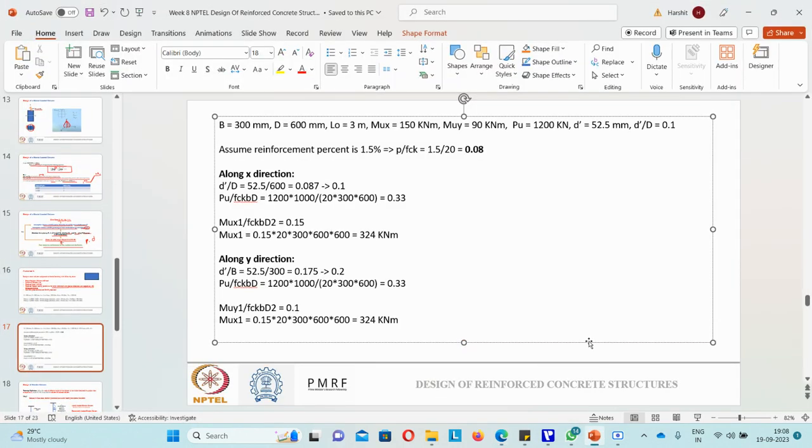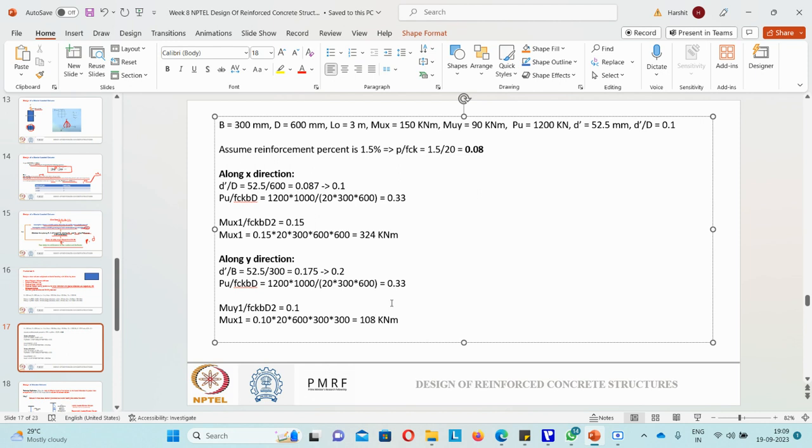So if it is 0.1, then my value will come out to be 0.1 times 20 times 30 times 600 times 300 into 300 now. It is close to 120 kilonewton meter. Check the calculation once. So your Muy1 will be close to 120 kilonewton meter. Sorry, 118 or 108. Okay, 108 kilonewton meter it will come out to be.